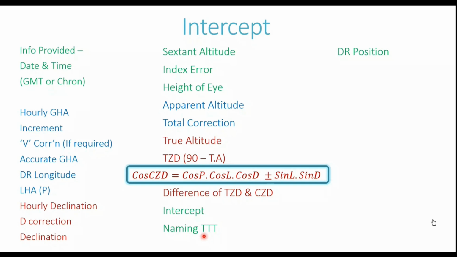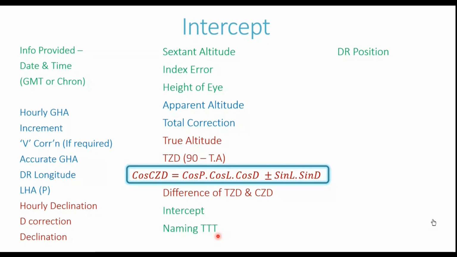So if the true zenith distance is tiny, the intercept will be towards. If the true zenith distance is not tiny, the intercept will be away. So this is how we name the intercept. Naming is required to plot the position line. Later on, when I show you the diagram, it will become clear how the naming is used in plotting the PL.